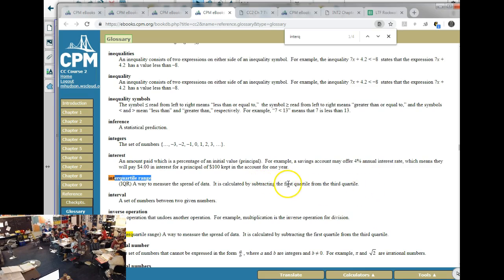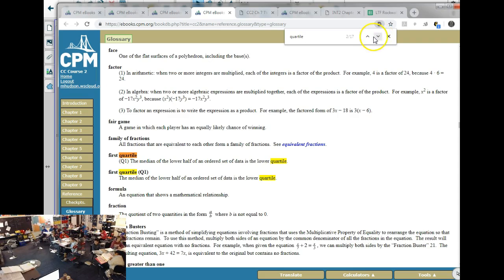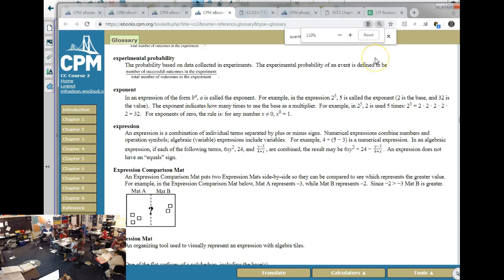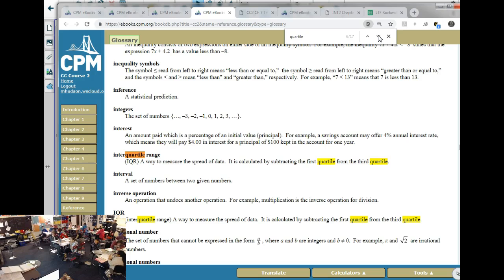Calculated by subtracting the first quartile from the third quartile. Well, what the heck does that mean? Maybe I need to search quartile and figure out what a quartile is. So I go to quartile, and I want to go to the first one. Okay, so box plots use quartiles. This lets me go through each occurrence of the word. Quartile is found 17 times on this glossary page. As I go down through, it highlights in orange the different occurrences.